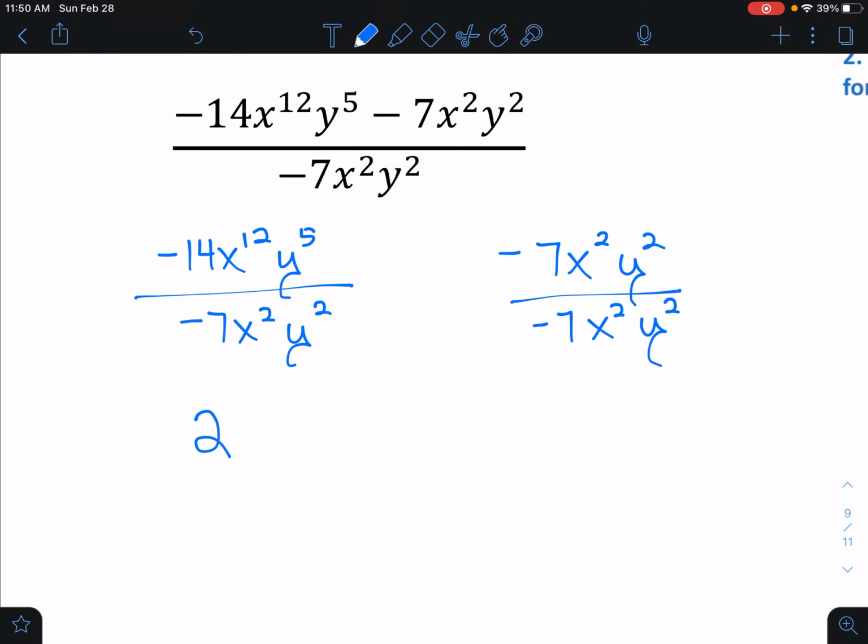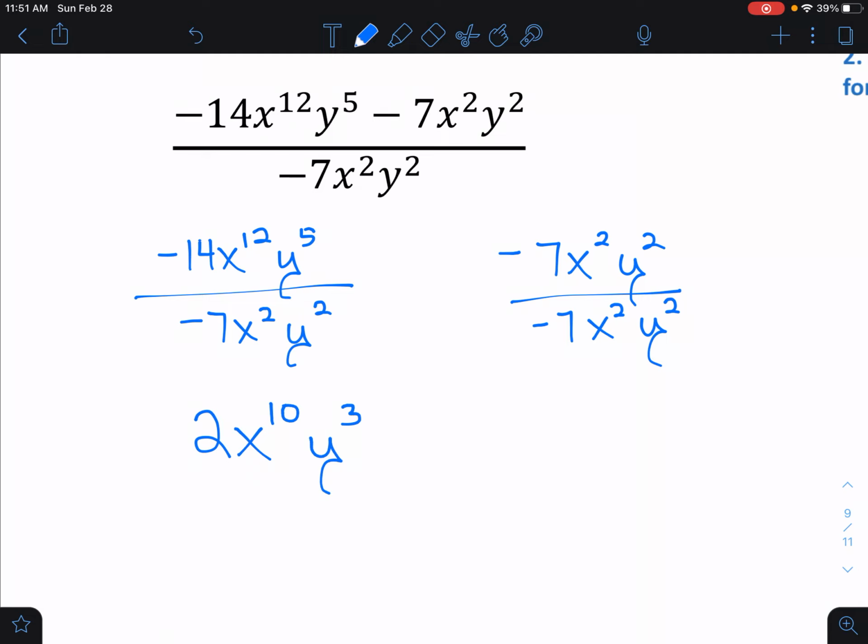All right, now these are my x's. So x to the 12th divided by x squared. If they have the same base, then I can subtract the exponents. So that would be 12 minus 2 is 10. Now I'm going to do my y's. They have the same base. I can't put them together with the x's, but I can put it next to. So y to the 5th divided by y squared would be y to the 3rd. Okay, now that one is done.